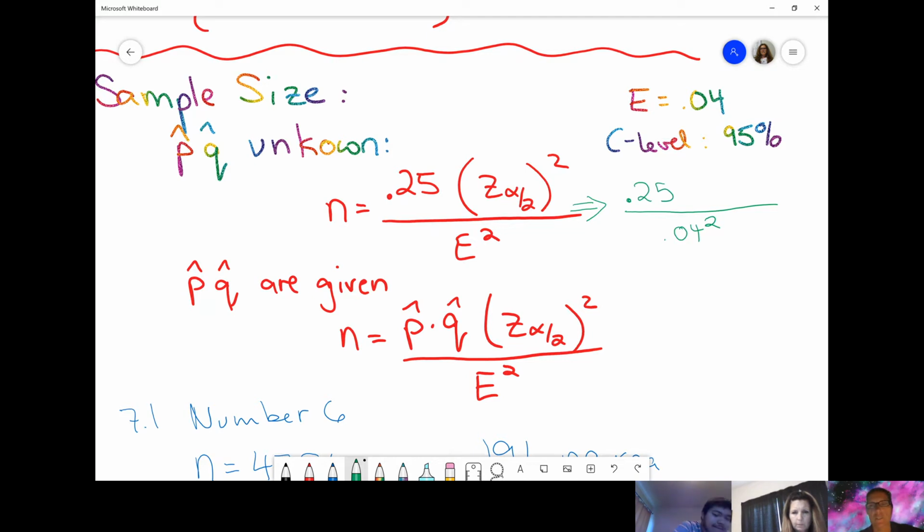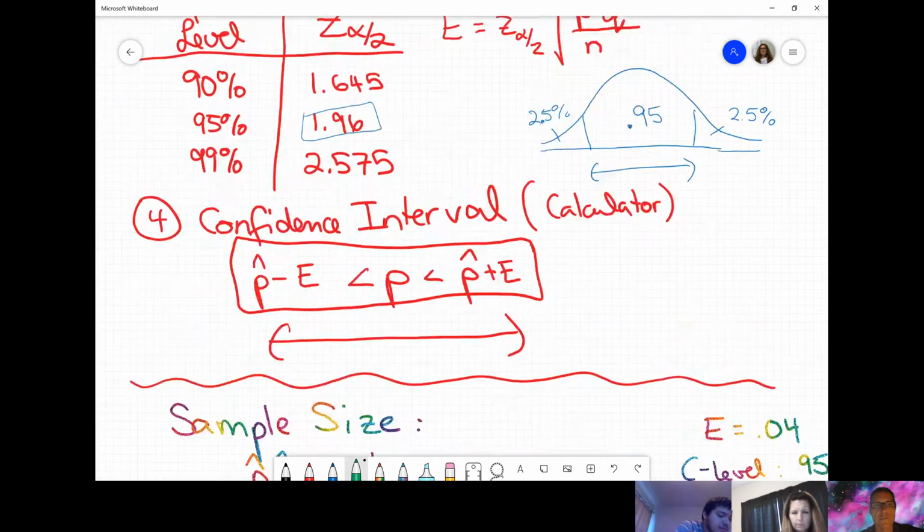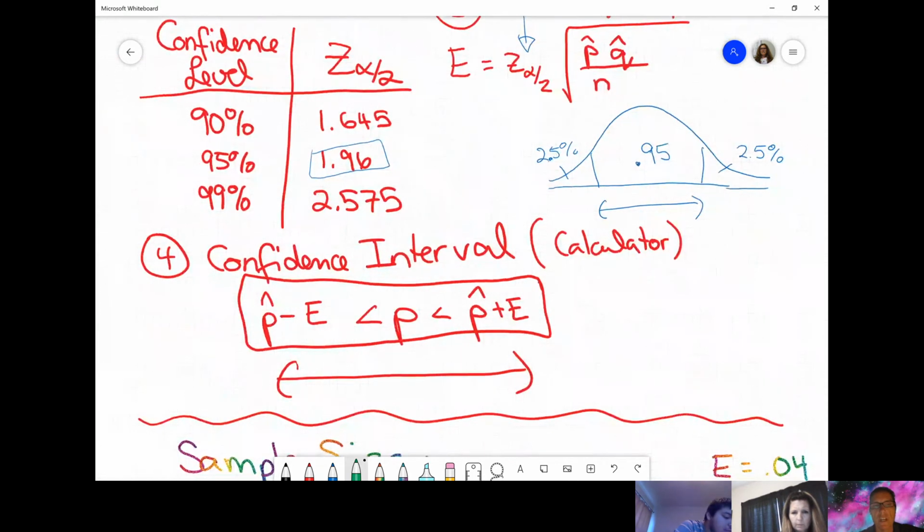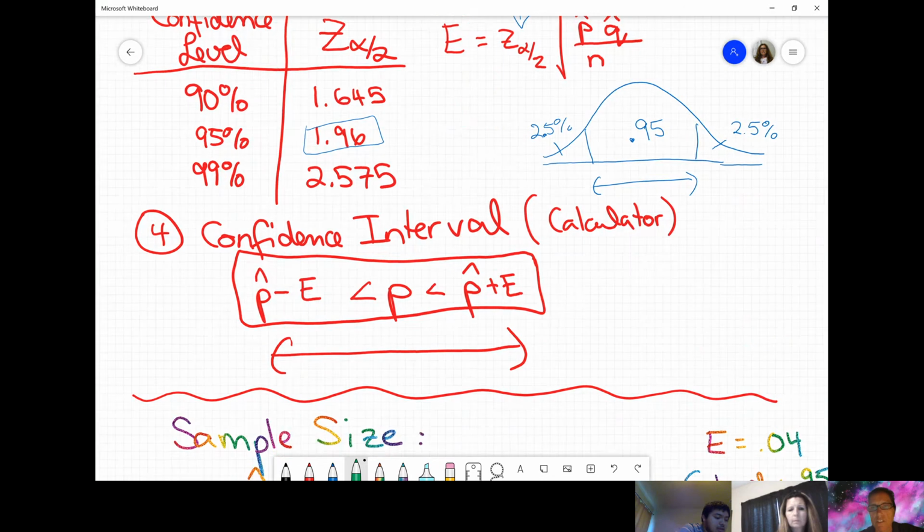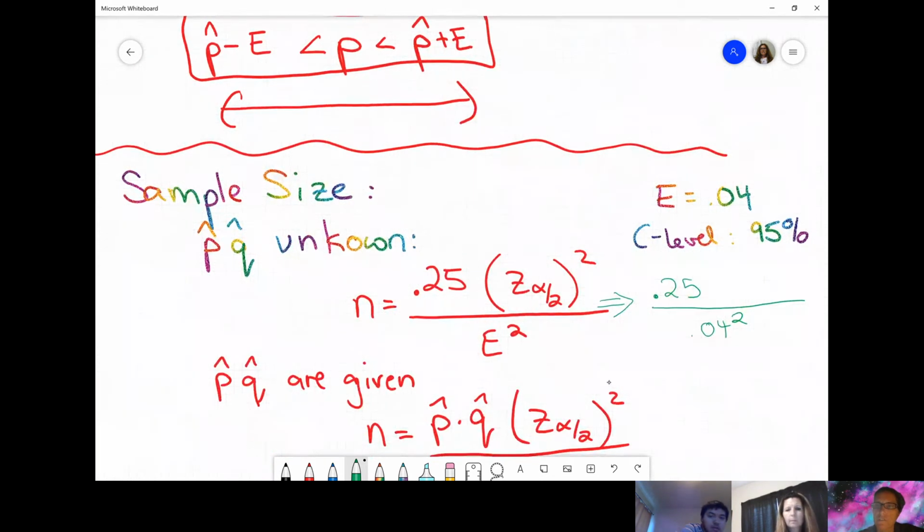How do I get this critical value for 95%? If you scroll up, here it is again. 95%, the corresponding critical value is 1.96. Guys, does that make sense? And that goes into this spot here. Right. 1.96 squared. Well, that's making a little more sense. And now all you have to do is do the arithmetic.